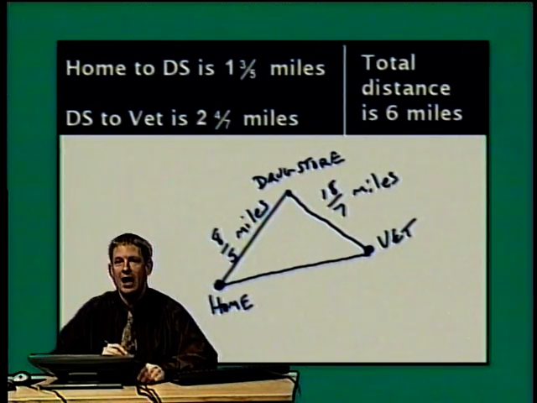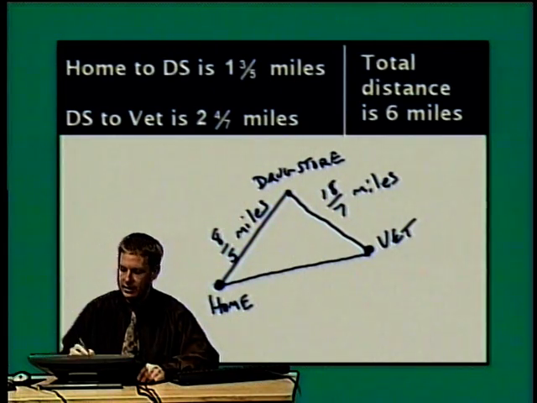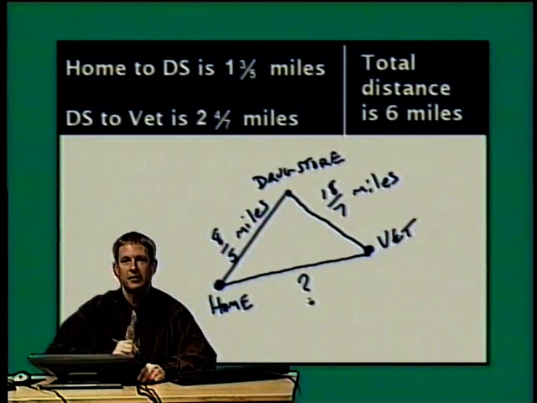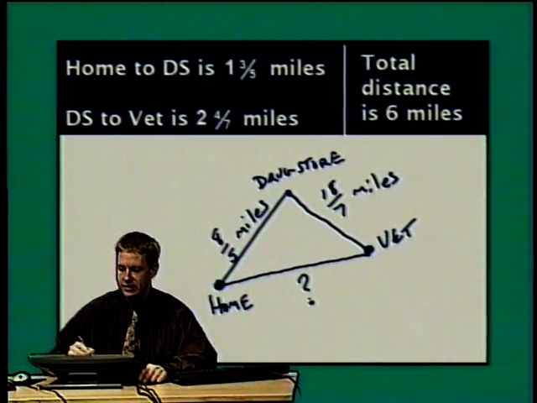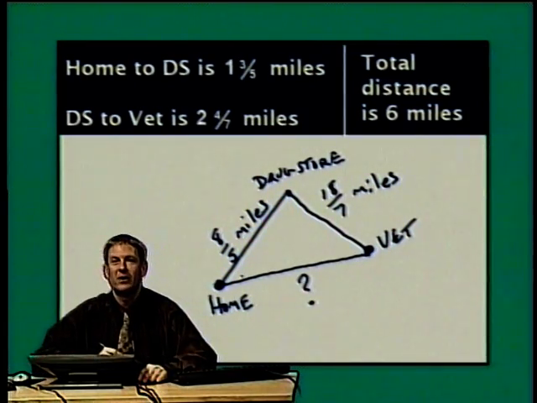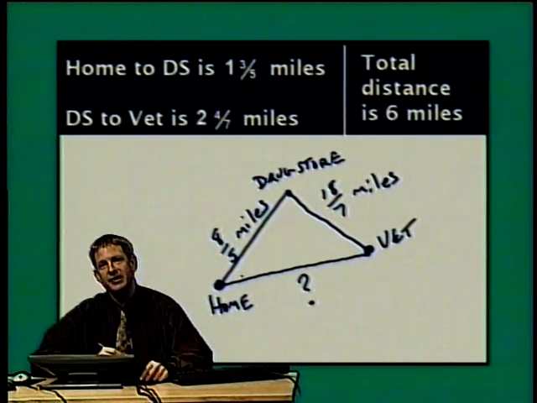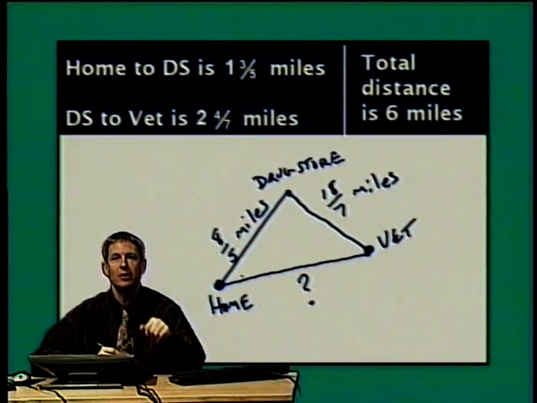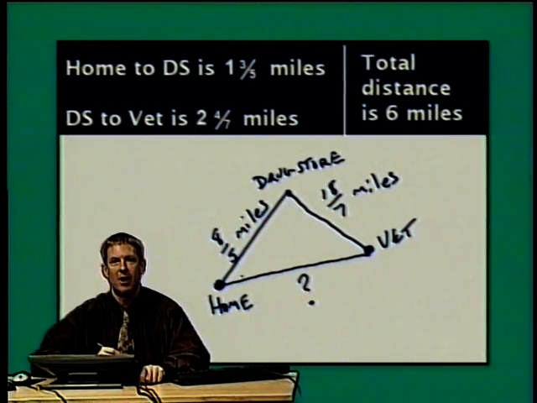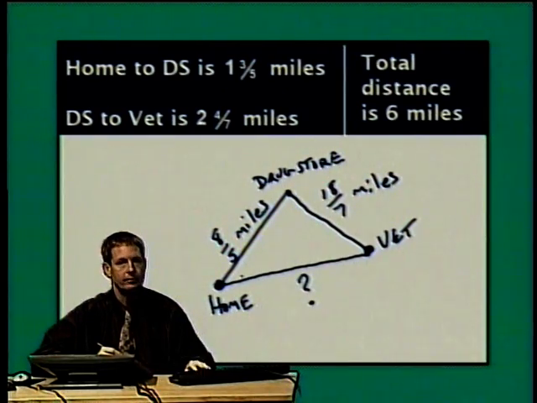And the unknown is how far it is from the vet to Sandy's home. So I'll just put a question mark there. Now the other piece is that the distance all the way around this little triangular diagram I've drawn is 6 miles. So one strategy we could employ to find the unknown distance is to add the distance from home to the drugstore to the distance from the drugstore to the vet, and then subtract that total distance from our 6 miles.